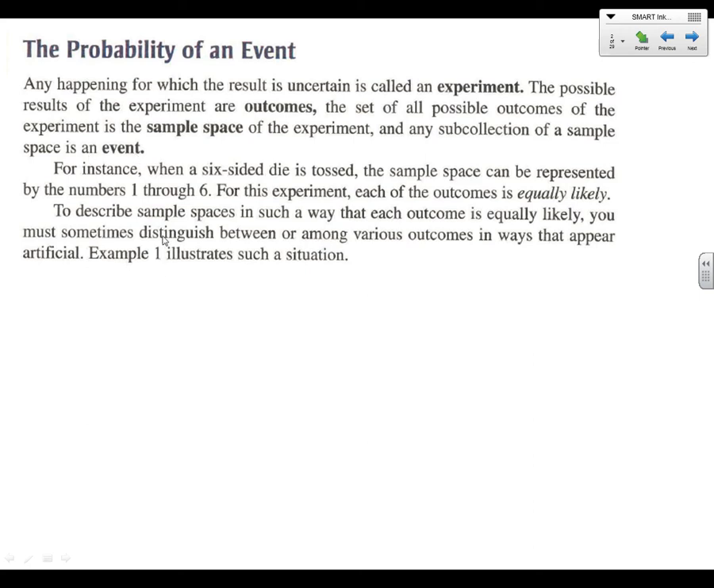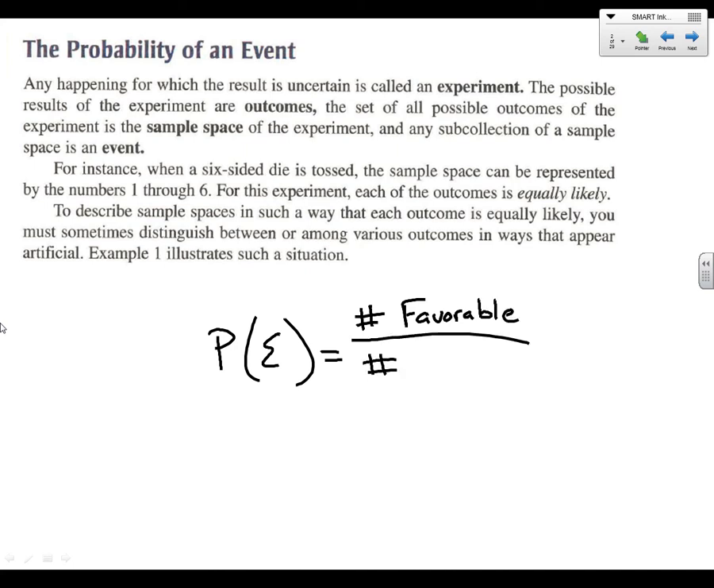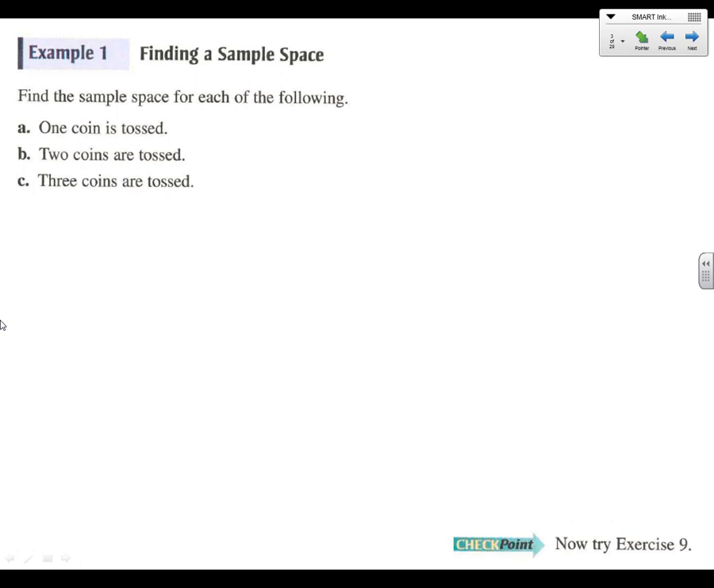All right, so for instance, when a 6-sided die is tossed, the sample space is the numbers 1 through 6, right? Everything that can happen. The number of things that can happen is going to be our denominator. So for probability of some event E, it's the number of things favorable, the things we want to happen, divided by the number of total events. All right, how many things can happen? So let's start by writing sample space out. Sample space is just everything that can happen.